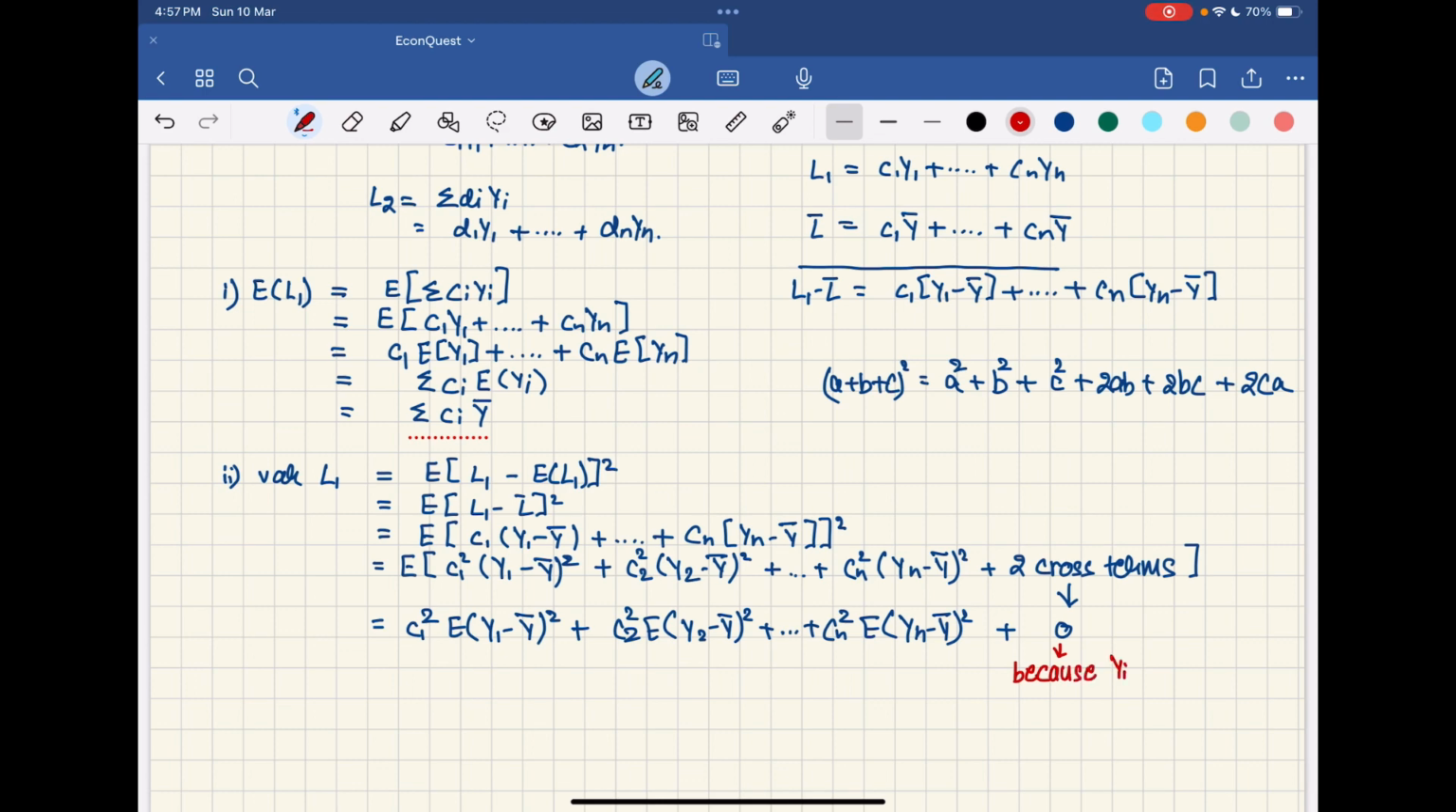Because yi data points are independent. Okay, it means covariance of yi and yj is equal to 0.